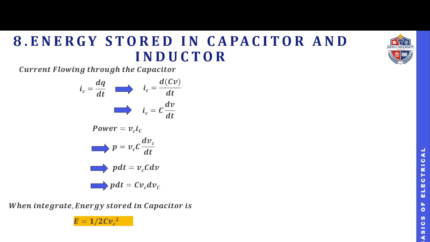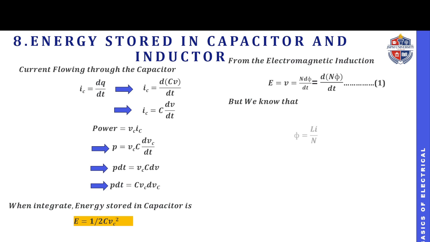Then let's see the energy stored in the inductor. From electromagnetic induction, we know that induced EMF E, or V, since induced EMF and voltage are both in the same unit, volt, is equal to N into d phi divided by dt. Taking N inside, this is d by dt of N into phi. But we know that L into I equals N into phi. That means inductance into the current equals number of turns into the flux, so flux is directly proportional to the current flowing through the inductor.